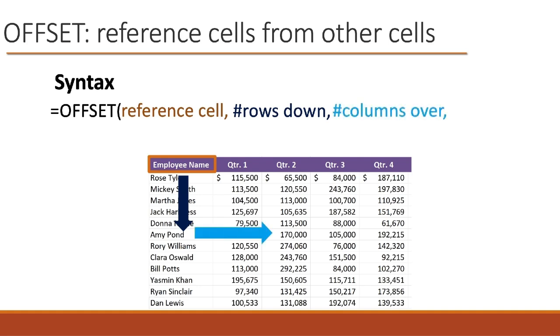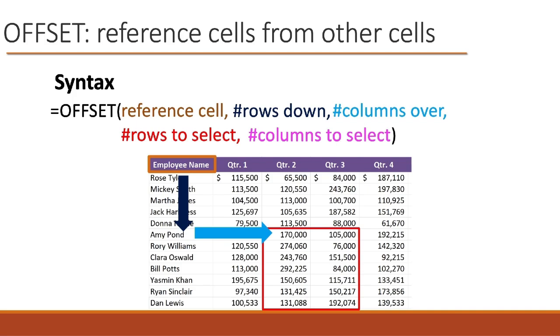Now, once we put in those second 2 arguments, we now have a new starting point. So then with that starting point, the next argument is how many rows tall an area do we want? Could be just one column if we want. And then the last argument is how many columns wide do we want to grab?